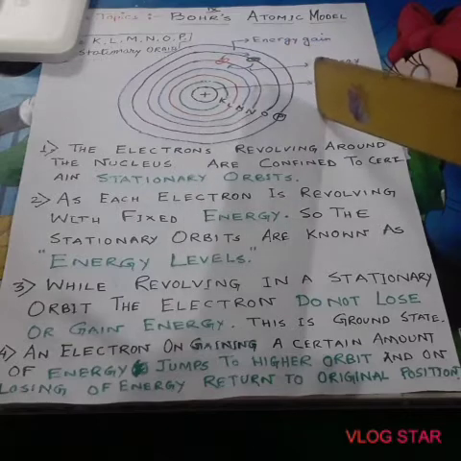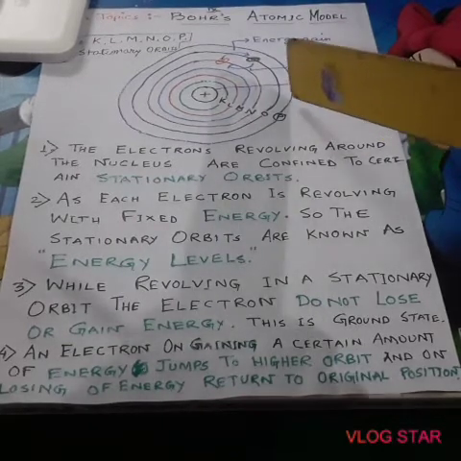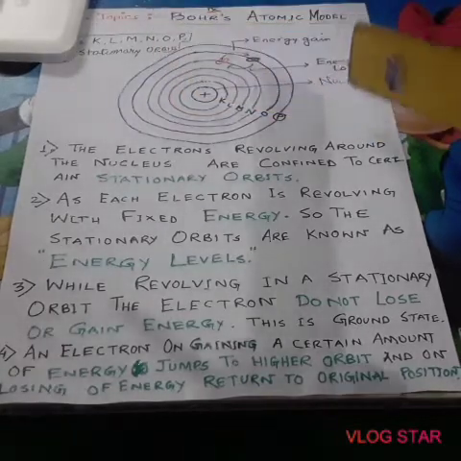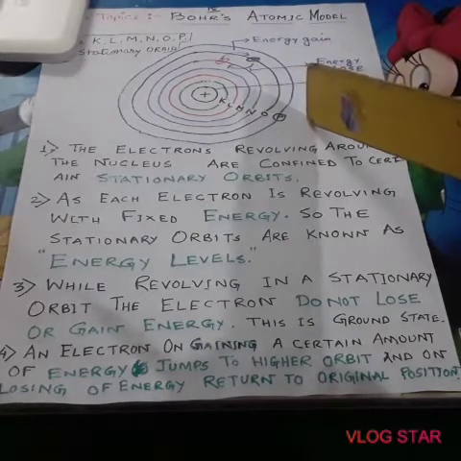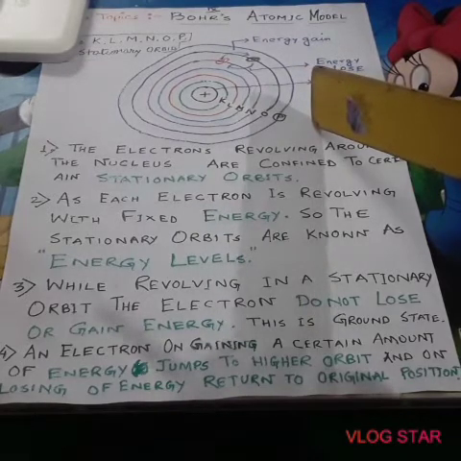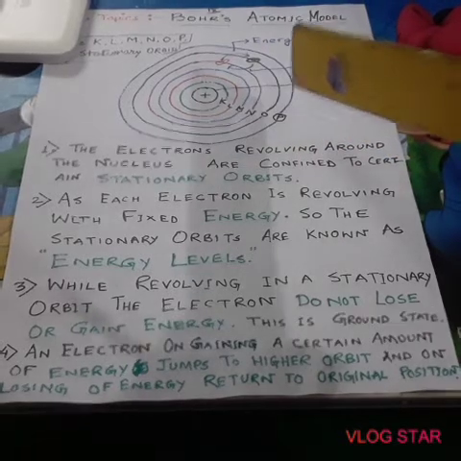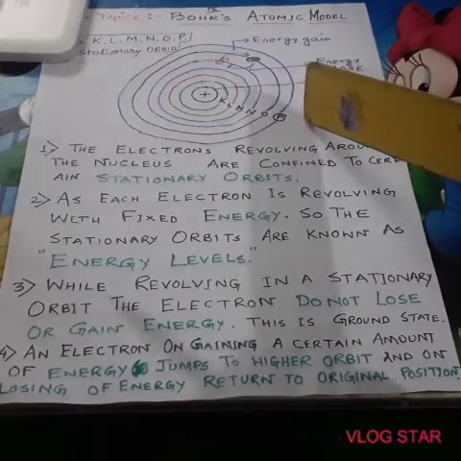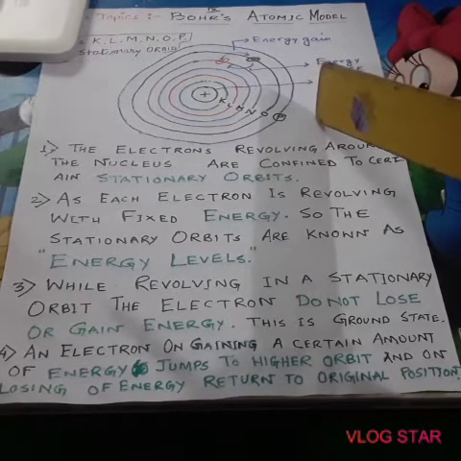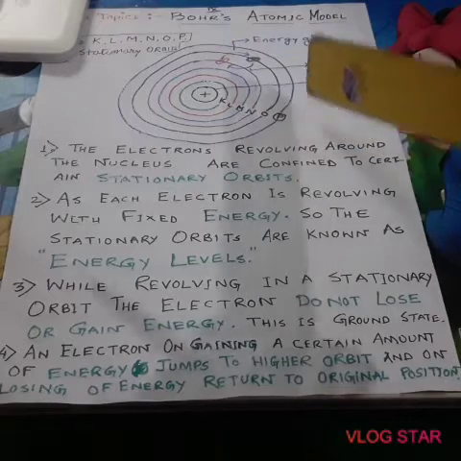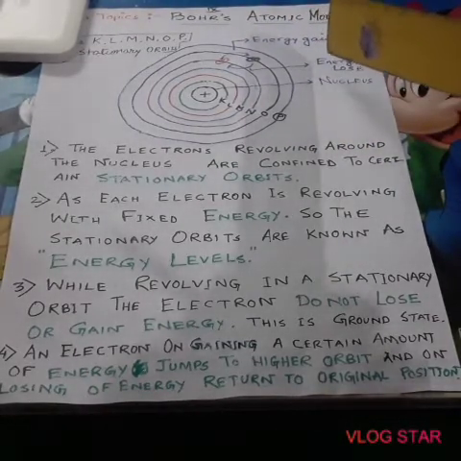As Rutherford failed to describe how electrons revolve around the nucleus, in 1913 Danish physicist Niels Bohr proposed his atomic model based on quantum mechanics. The basic postulates of his model are as follows.